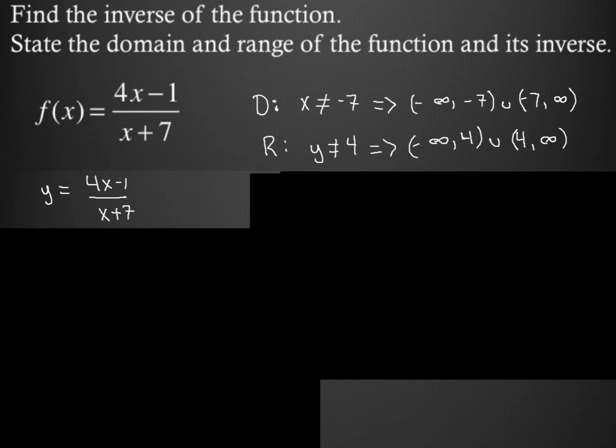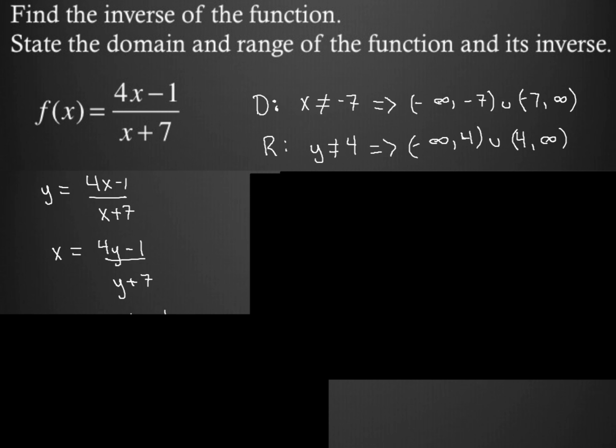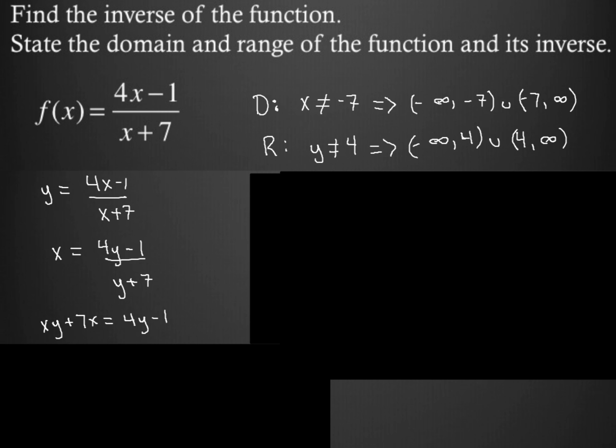So the next thing we're going to do is switch every x into a y, and every y into an x. So that will give us this step. Now what we're going to do next is take the denominator and multiply it to the left-hand side. We're going to multiply both sides by y plus 7. When you do that, you'll end up with the quantity xy plus 7x on the left equals 4y minus 1.